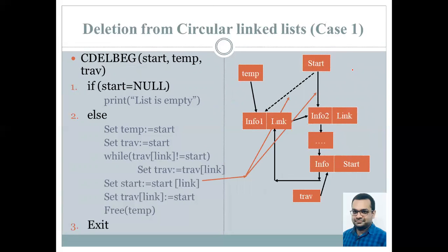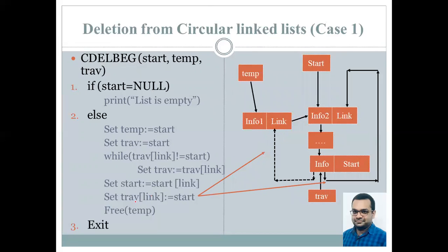After that, we exit out of the while loop. This statement is not executed, and the next statements to execute are these. That is, we set start equal to start link. So now you can see that earlier start was pointing to this node where the information part is info1. Now this link ceases to exist and a new link is established. That is, now start points to the node with the value info2. However, you can see this link still exists, that is the link between node 1 and node 2, and also the last node still points to the node with the value info1.